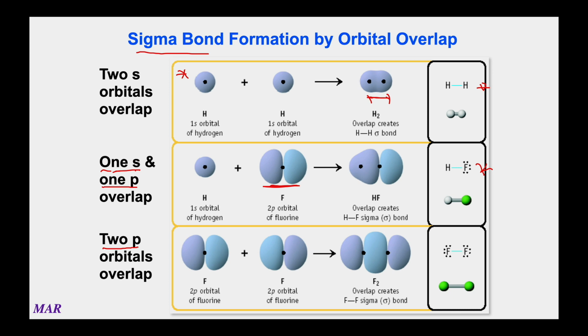Two p's can hold up to 6. That means one of the two p orbitals has a single electron. And if you're going to make a sigma bond, you need a single electron on the first atom interacting with a single electron on a second atom. So for HF, that's going to come from a 2p on the fluorine and a 1s on the hydrogen. And when that comes together, you make HF.